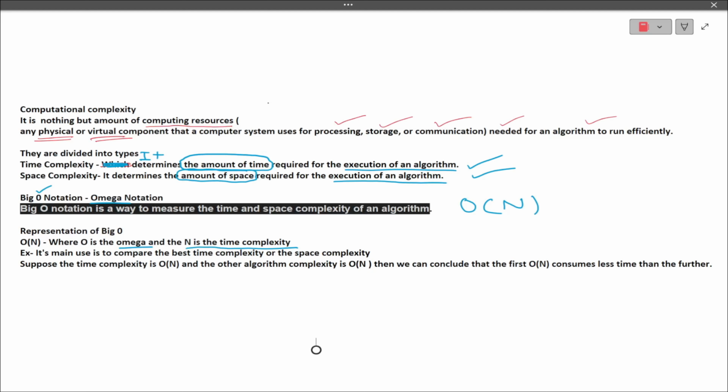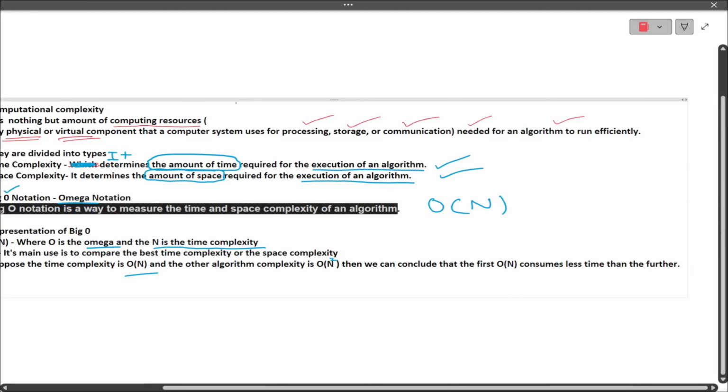Okay, and there is a high possibility that the lesser the time complexity, the lesser the space complexity. Most of the places, I'm not talking about all, there are many places where you will find that the lesser the time complexity, the lesser my space complexity. Suppose the time complexity is O(n) for one algorithm and O(n square) for the other, then we can conclude that the first, O(n), consumes less time than the other.